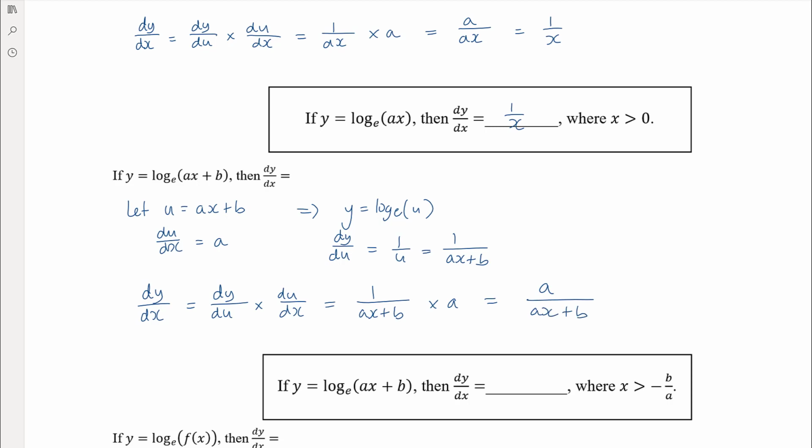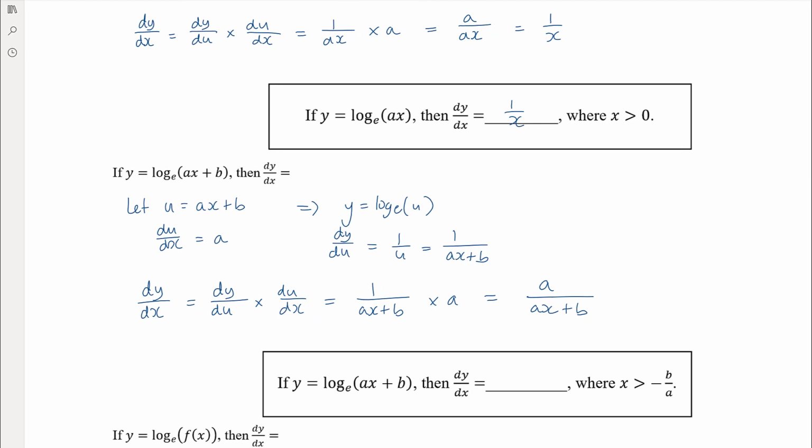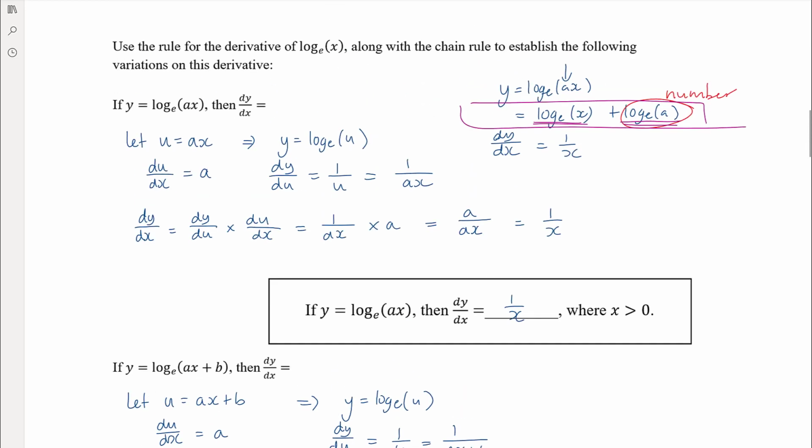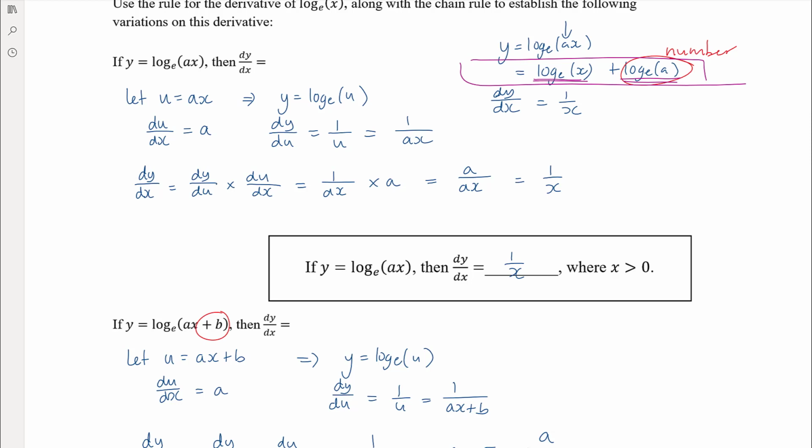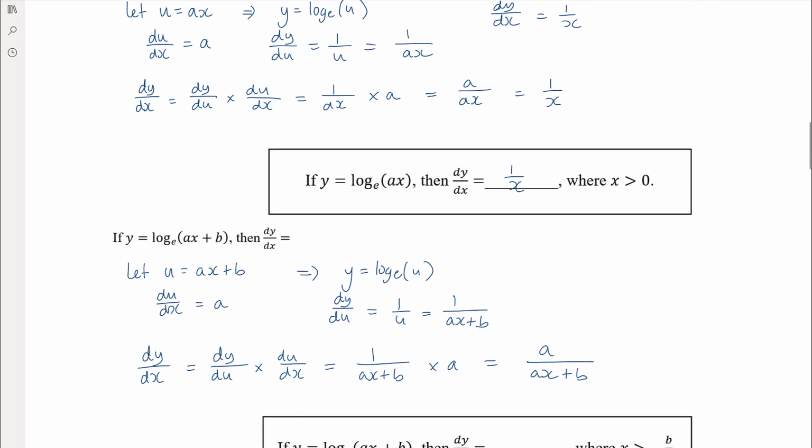Now in this instance those a's don't cancel. That's not how fractions work. You'd need to be able to divide the whole denominator by a, and a doesn't go into b. So it's not just going to simplify like the previous one did. And that's, again, if you think about your log laws and why that happened up here, because we could separate that out. We can't separate out this log. This isn't just log e of x plus a number. So we get something quite different here.